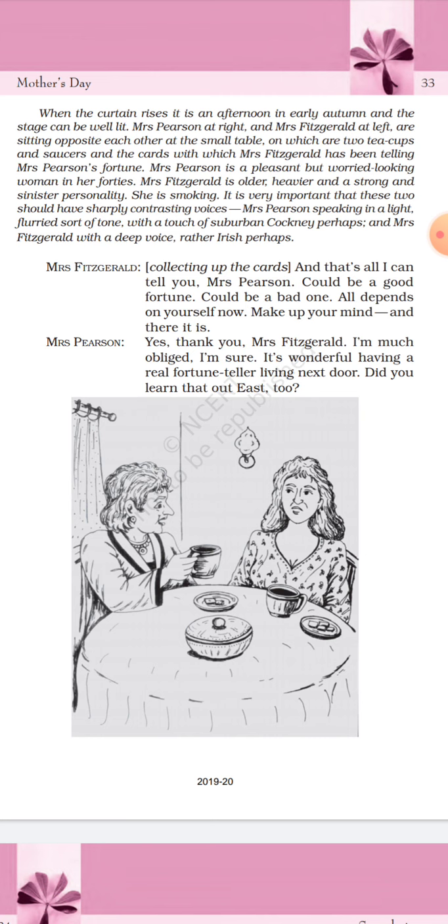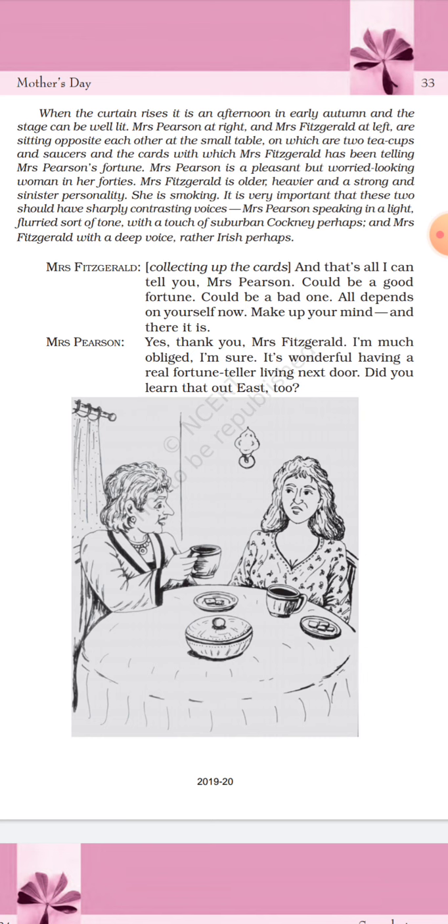So Mrs. Pearson speaks very lightly, in the way of the people of London. Cockney means the way of speaking of London, that is known as Cockney. So she is speaking in that way, and Mrs. Fitzgerald is speaking with a deep voice like Irish people. So the play starts now.